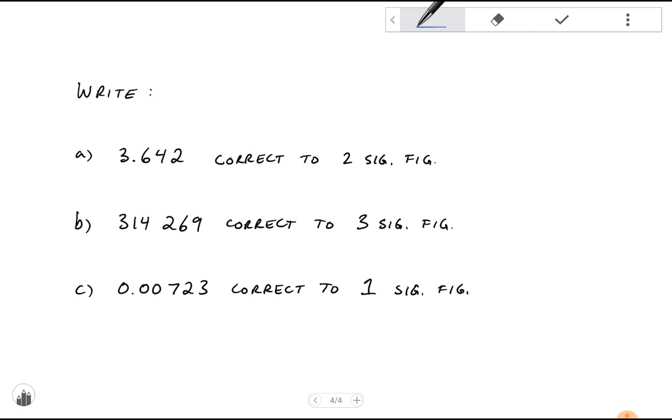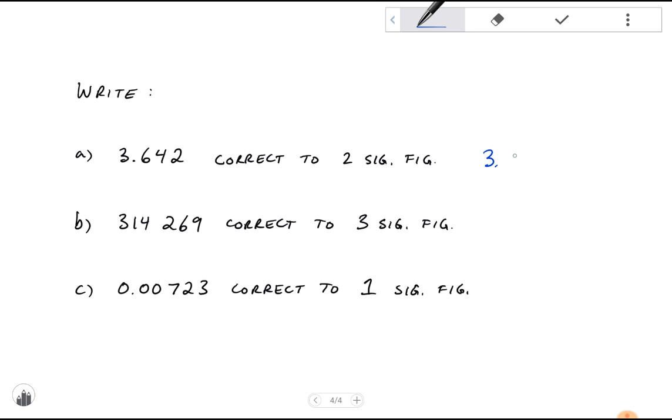Okay, now we're talking about significant figures, which I've short formed here, sig fig. But this means significant figures, so that means we count all the numbers except when we get to number C. We'll talk about that. So, first of all, A, 3.642 correct to 2 sig fig.